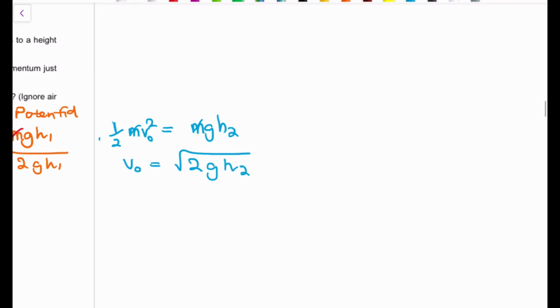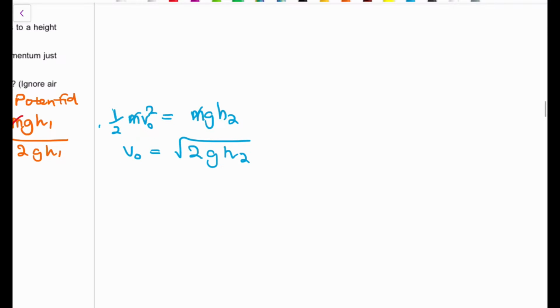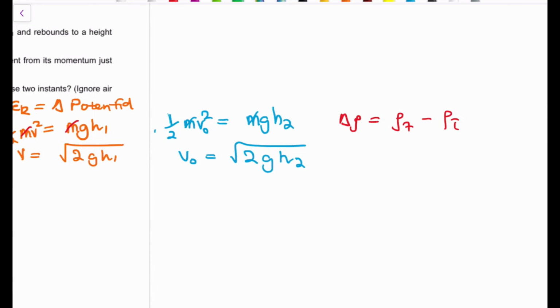So we've established these two facts, but we know something here that we can actually establish. If you think about it very carefully, the change in momentum is going to be the final momentum minus the initial momentum. So we have final momentum minus initial momentum.